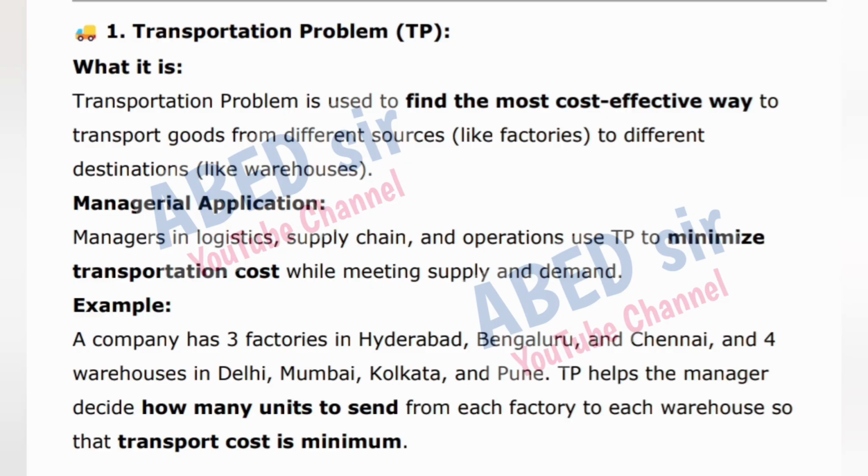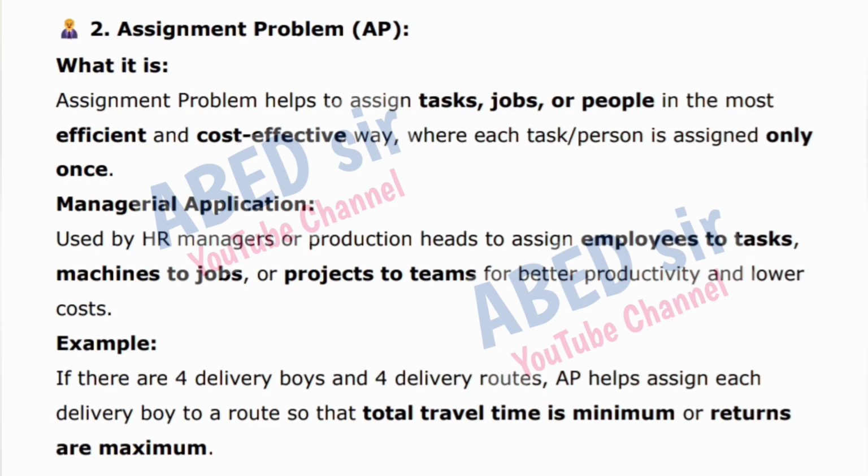Managers in logistics, supply chain, and operations use TP to minimize transportation cost while meeting supply and demand. Example. A company has 3 factories in Hyderabad, Bengaluru, and Chennai, and 4 warehouses in Delhi, Mumbai, Kolkata, and Pune. TP helps the manager decide how many units to send from each factory to each warehouse so that transport cost is minimum. 2. Assignment problem, AP.